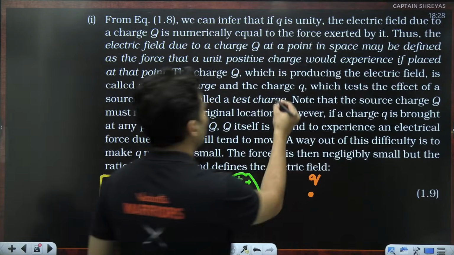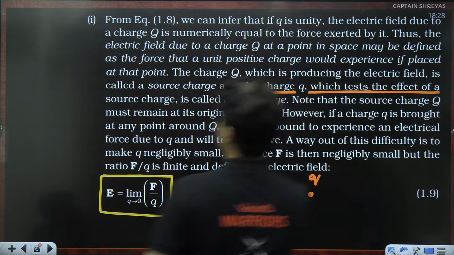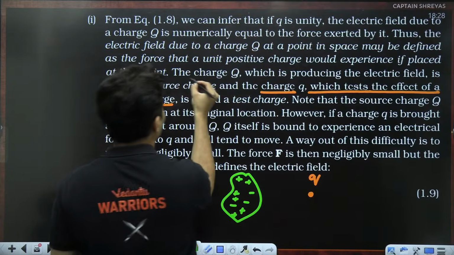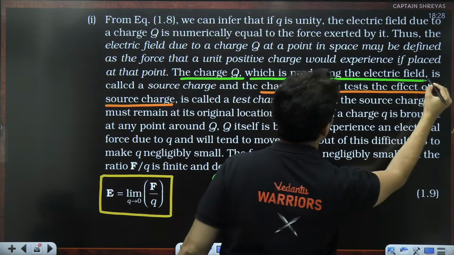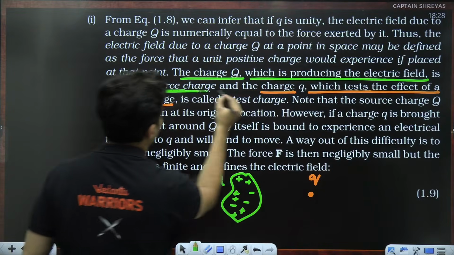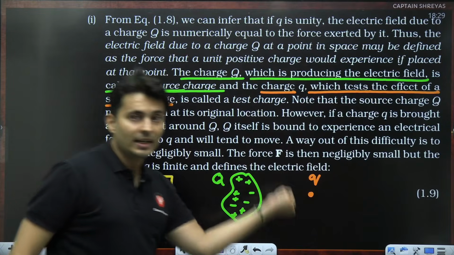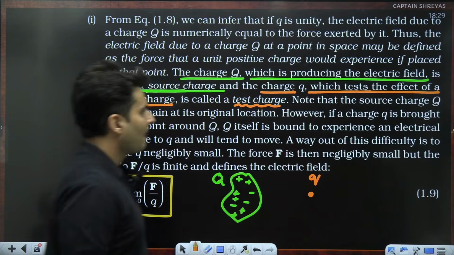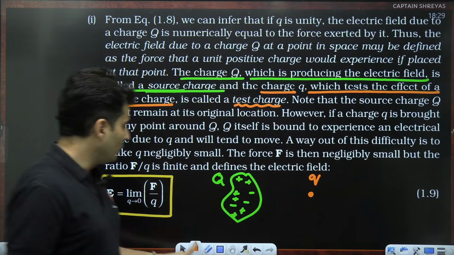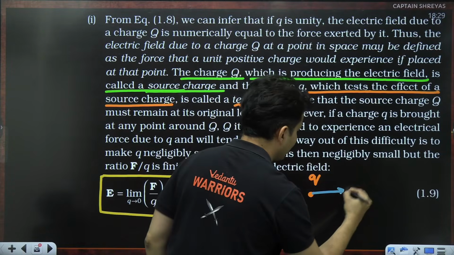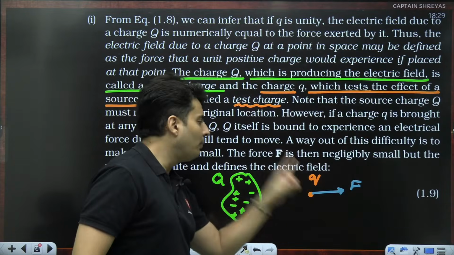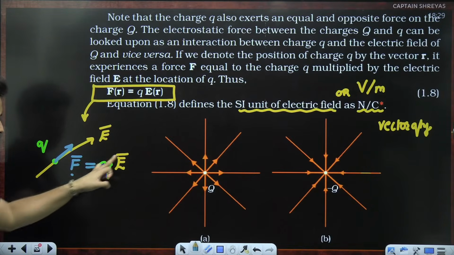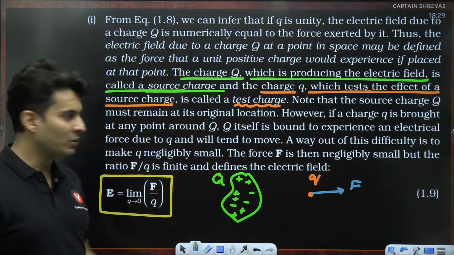The charge q tests the effect of the source charge. The source charge is basically this green one, which is producing the electric field. This is creating the field. You are testing it using that small q, which is also called your test charge. Now, in order to find the field, you first check how much force this charge is experiencing and divide it by that charge. That force per unit charge is the field.